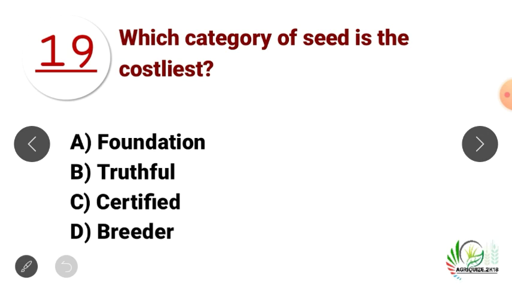Question number 19. Which category of seed is costlier? Option D is correct. Breeder category of seed is costlier than any other category of seeds.